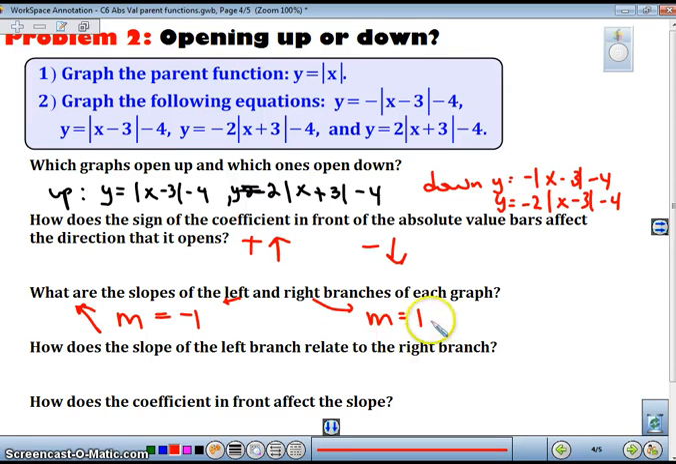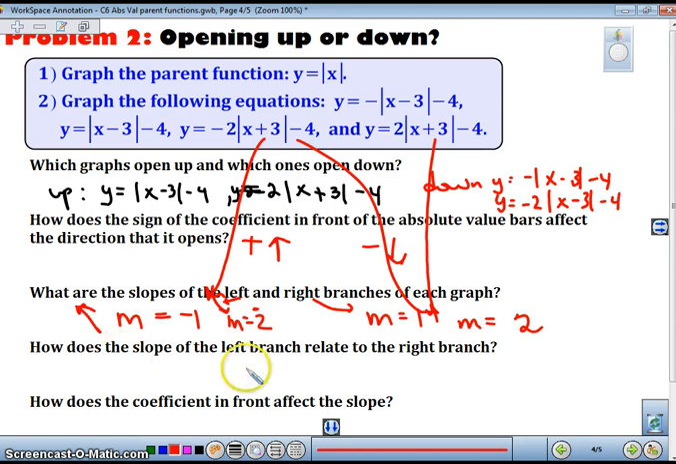But what happened when we took it times 2 and -2? That's when we had the 2 and -2. So in this equation, our slope was now -2. And here, in both of these, our slopes changed so that m was equal to a +2, and here our slope was a -2. It says, how does the slope of the left branch relate to the right branch? They should be opposites. They're exact opposites.